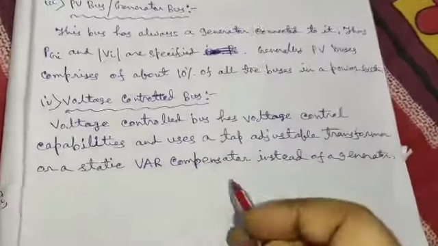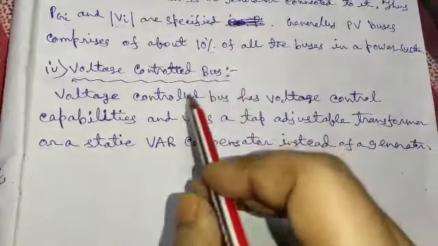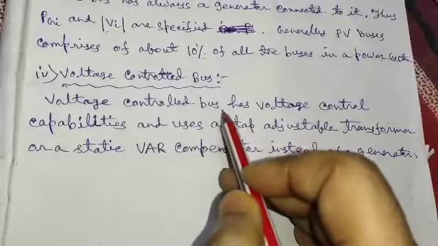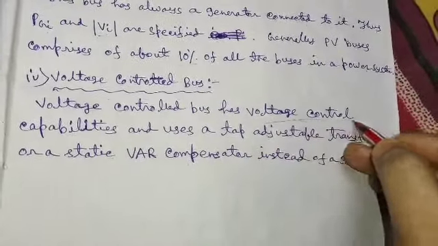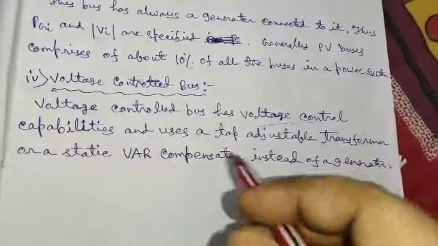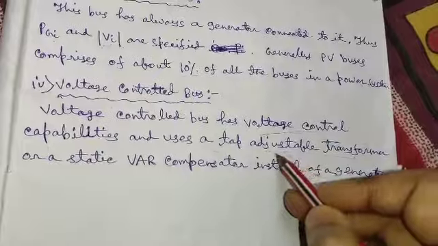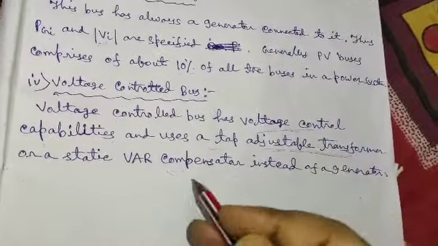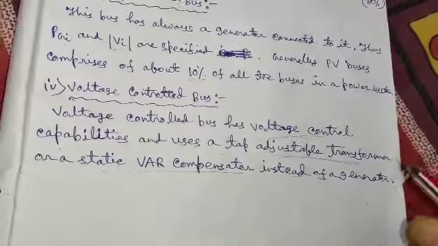Number 4 is the voltage controlled bus. Here the voltage controlled bus has voltage control capability. This is the main part, voltage control capability, and it uses a tap adjustable transformer or a static var compensator instead of a generator.